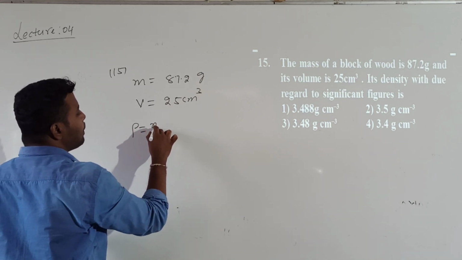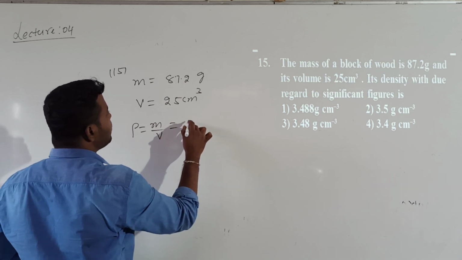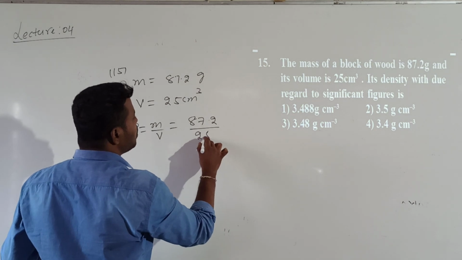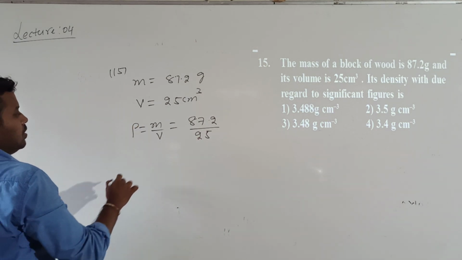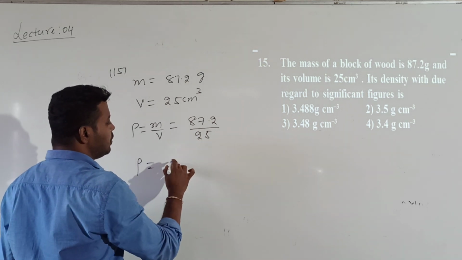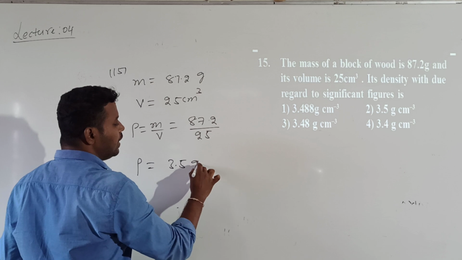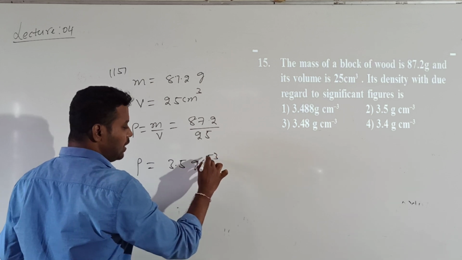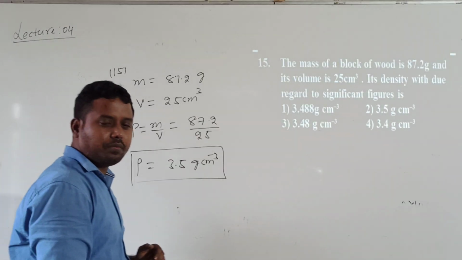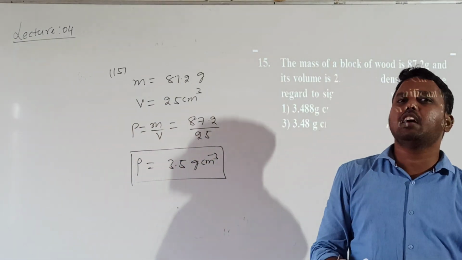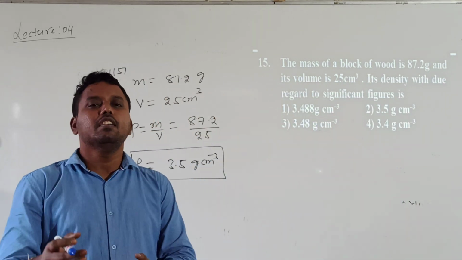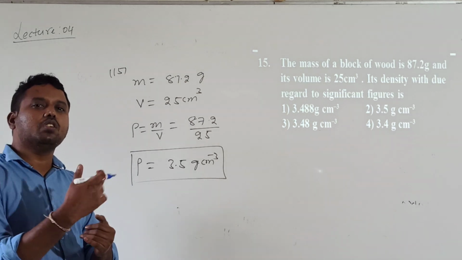Density means mass divided by volume. So the mass value is 87.2 divided by 25. Simplify this with respect to density, and you will get 3.5 gram per cubic centimeter. After considering the significant figures, when the number of uncertain figures is less, the figure is more significant. You shouldn't think that when the number of significant figures is more, it is more significant.